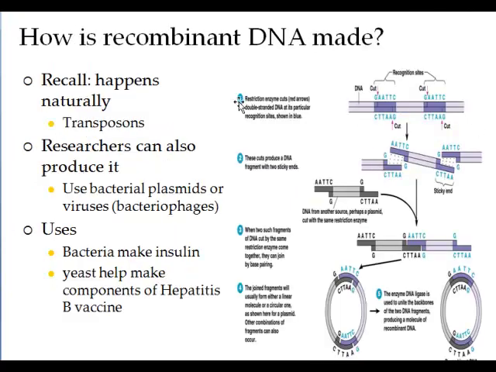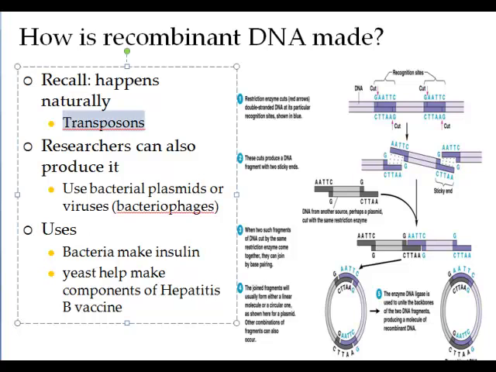Now let's understand what transposons are. What recombinant DNA does actually takes place within naturally growing cells through transposons, and transposons are jumping genes. They jump from one region to another, and they give you lots of variety. Researchers produce recombinant DNA through plasmids or viruses that attack bacteria, and those are called bacteriophages.